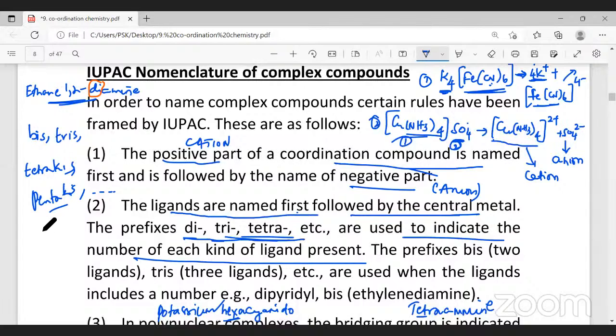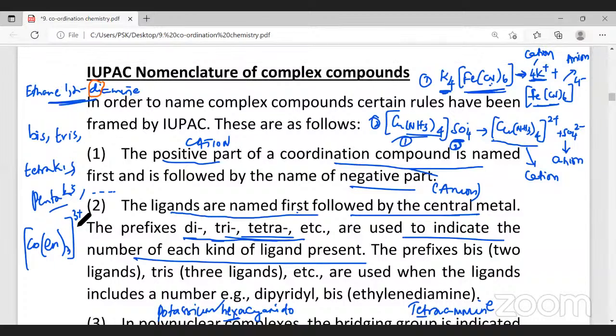Now, I'll give you an example. If you take Co(en)3 2+, 3+, Co(en)3 3+. Now, en is what? Ethylene diamine, or ethane-1,2-diamine. So how will you name this? I name this as tris(ethane-1,2-diamine), close the brackets. And we'll write the naming of the metal later.